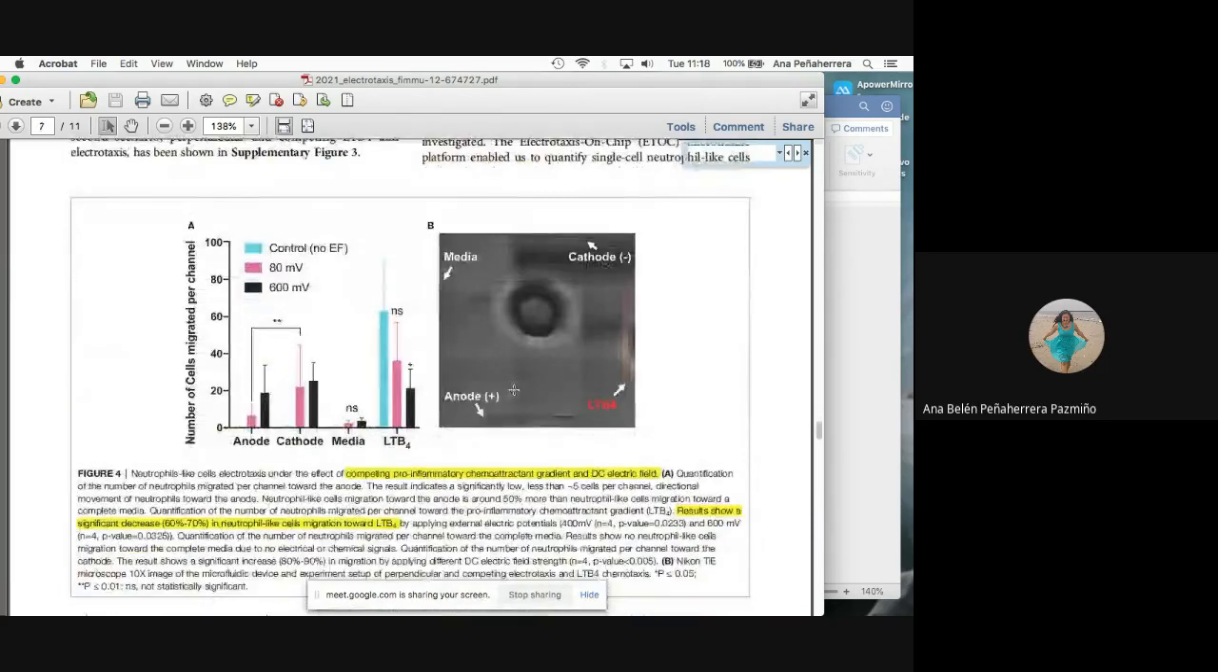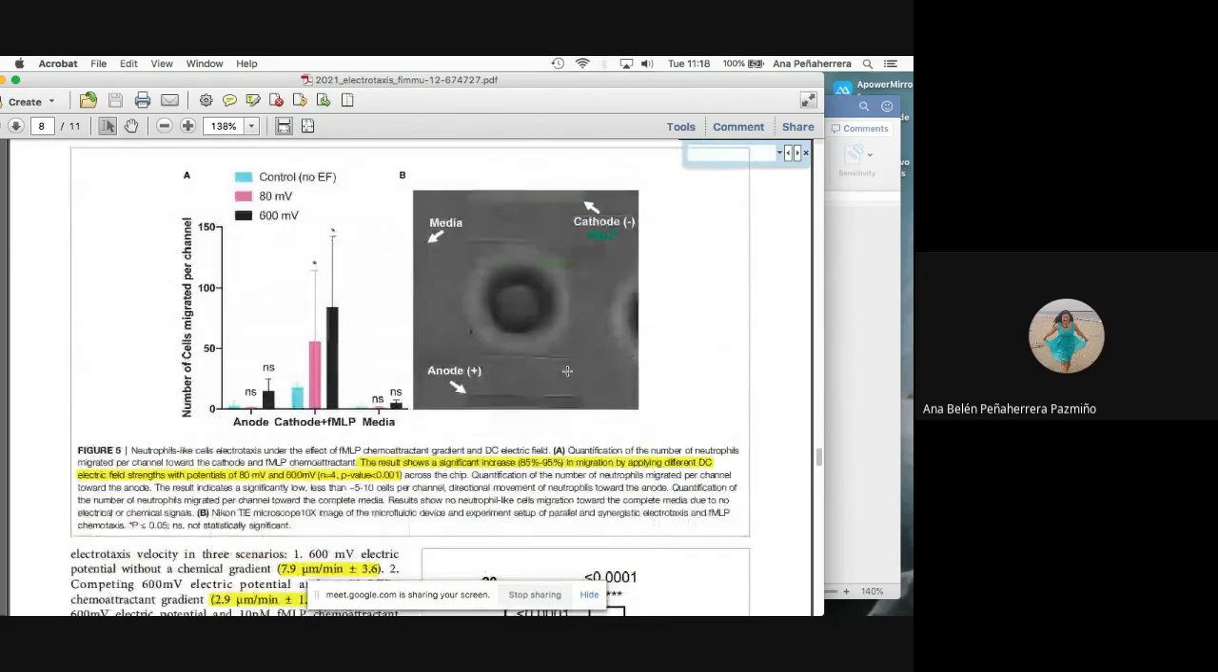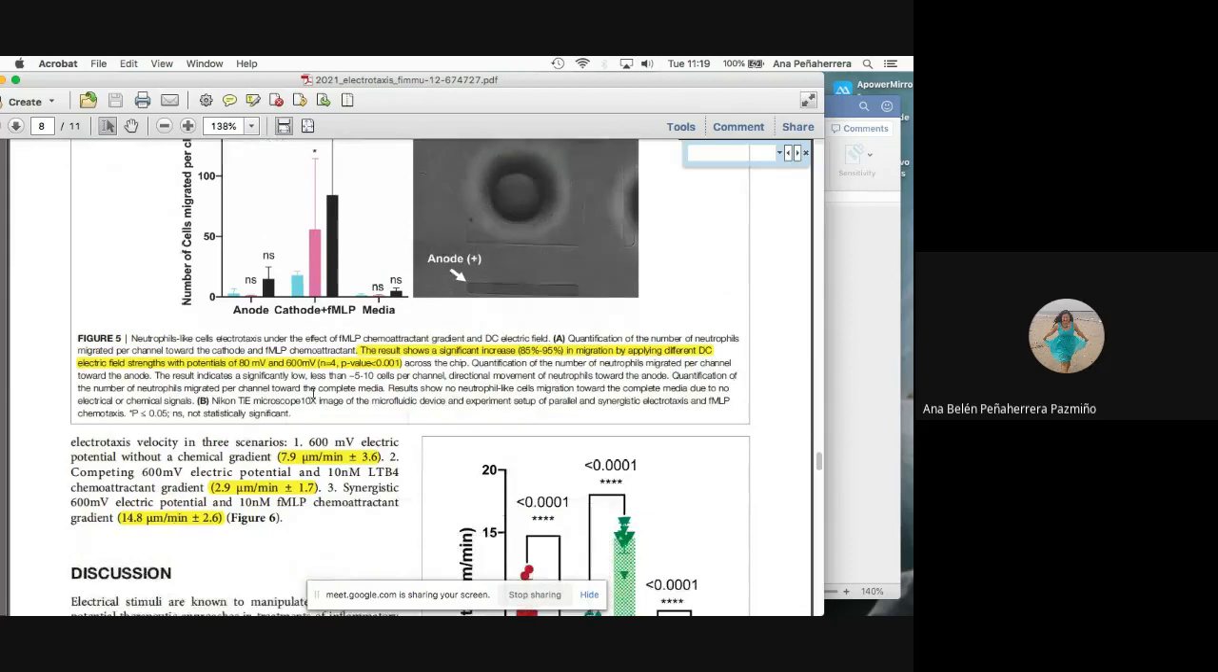And then what happens when we mix them? How is the electrotaxis in this competing situation? There is a chemoattractant and also the electric field. A few cells go to the anode, the majority go to the cathode, and when we use this chemoattractant, we see a significant number of cells that are directed there. In the last situation, you see what happens when we use this synergistic effect. There is a chemoattractant and the electric field. Here the majority of cells go to the cathode, about sixfold more than when there is just an electrical current.